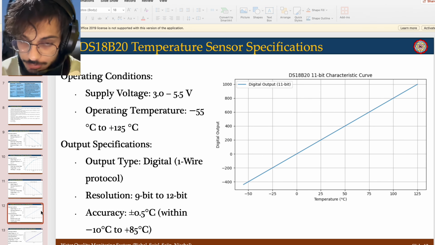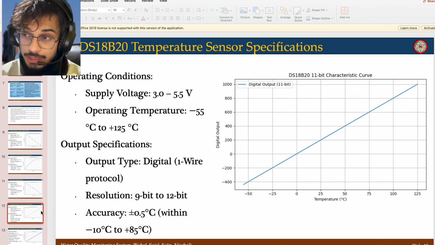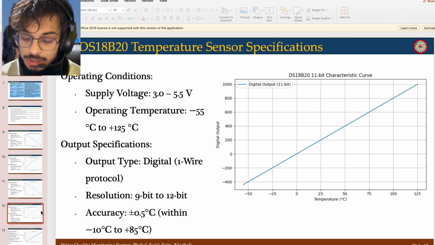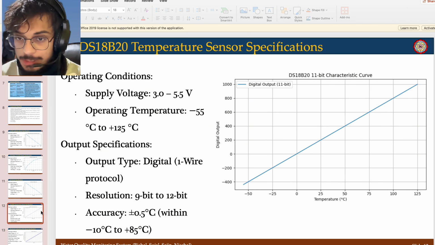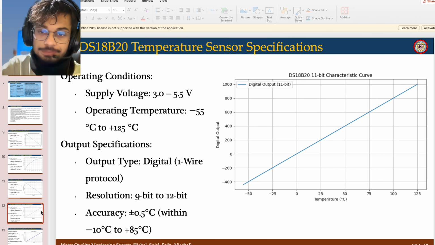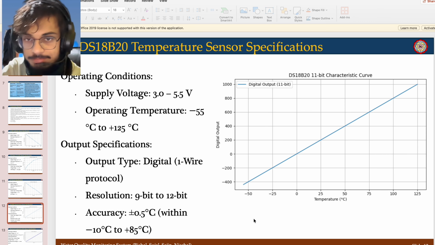This sensor's step size is calculated by the formula 0.5 by 2 to the power n minus 9, and n is 11 for us because we measured in 11 bit. Here we can see 125 gives a 1000 digital output. This is calculated by the formula digital output equals temperature divided by step size. We can see there is a linear graph for this. For a higher digital value, there is a higher temperature.